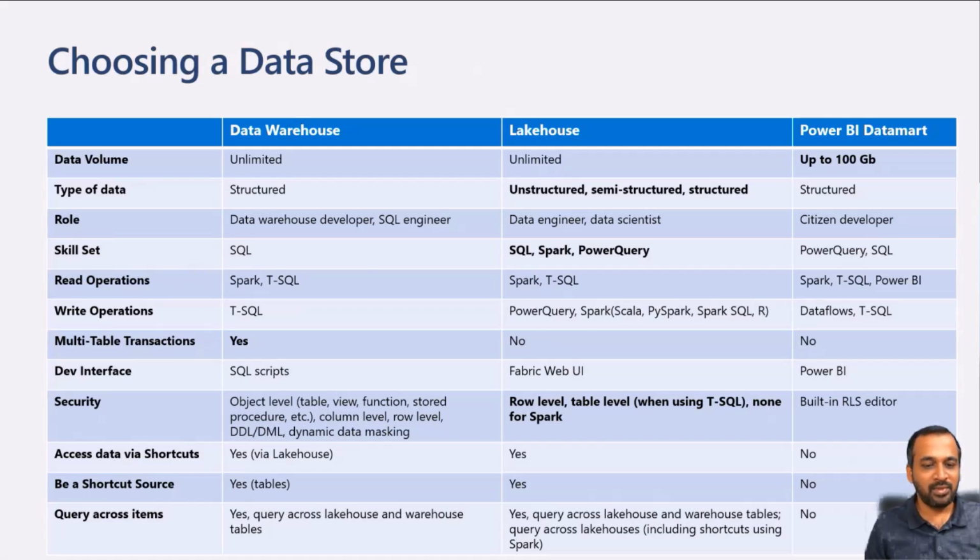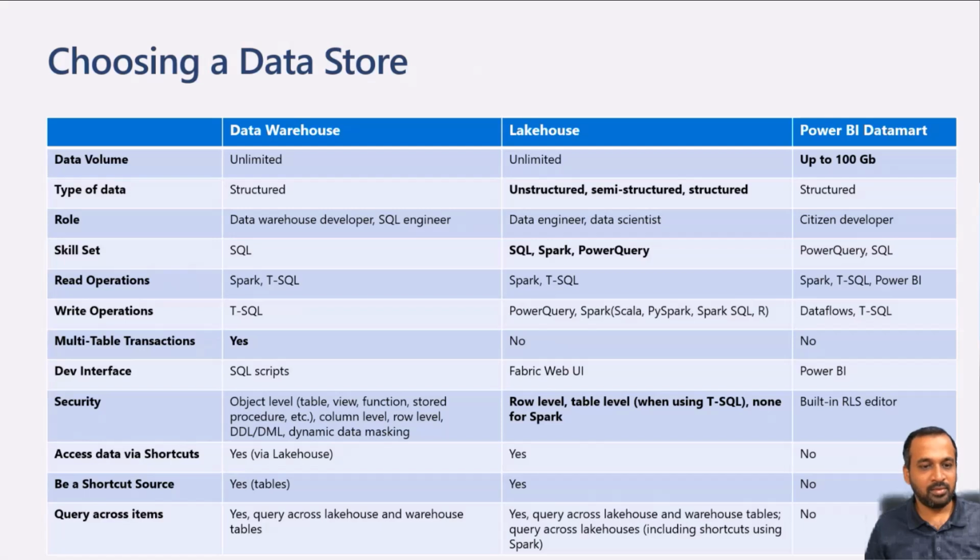Multi-table transactions we can do on the warehouse, but not in the Lakehouse and data mart. The development interface is SQL script for the warehouse. We have the Fabric UI for the Lakehouse, and for the data mart, we have the Power BI UI. About security, we can have object-level security in SQL. We can use stored procedures, column-level security, and DDL and DML. But when it comes to the Lakehouse, we have row-level security on tables when using T-SQL and none for Spark. So we don't have security on the Spark side. But we can build row-level security in the Power BI data mart.